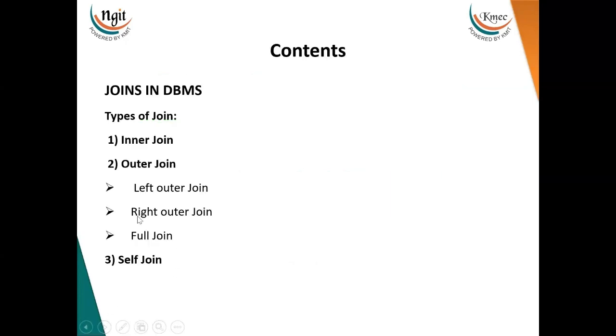In today's session, we are going to learn joins and different types of joins that are there in DBMS, namely inner join, outer join, and self join. Firstly, let us know what is a join.